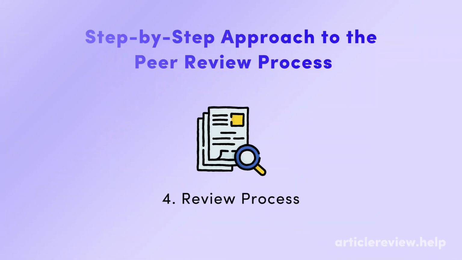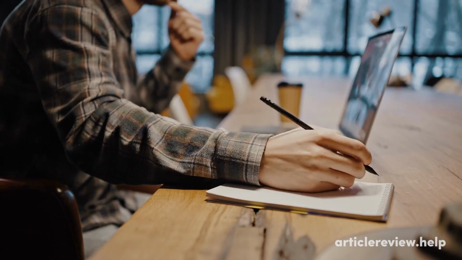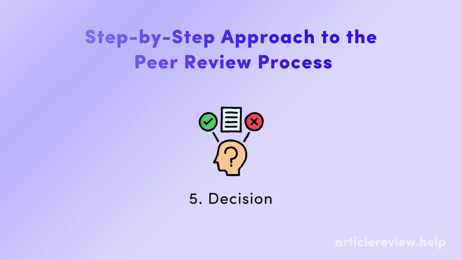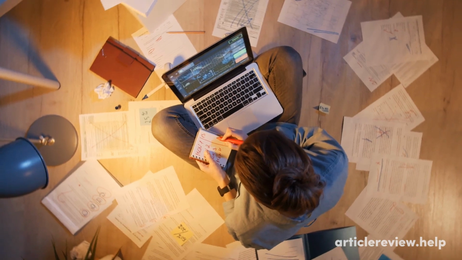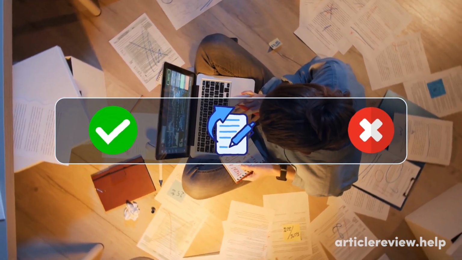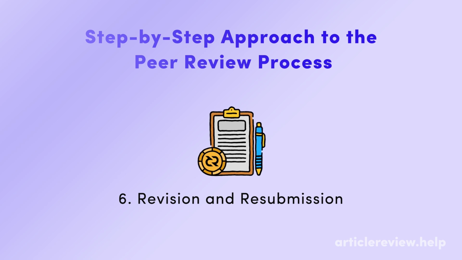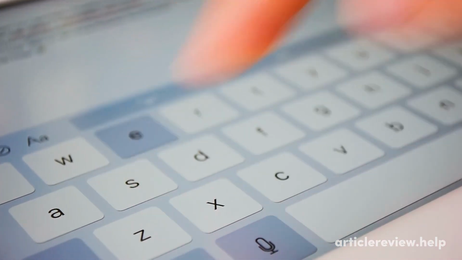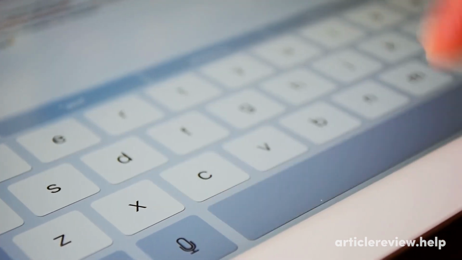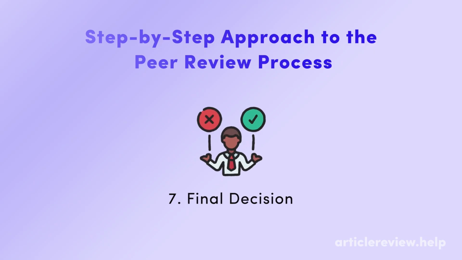4. Review process. Reviewers assess the manuscript for originality, methodology, clarity, and contribution to the field. They provide detailed feedback and recommendations for acceptance, revision, or rejection. 5. Decision. Based on the reviewer's feedback, the editor makes a decision: accept, revise, or reject. 6. Revision and resubmission. If revisions are required, authors modify their manuscript according to the reviewer's comments and resubmit it for further evaluation. 7. Final decision.